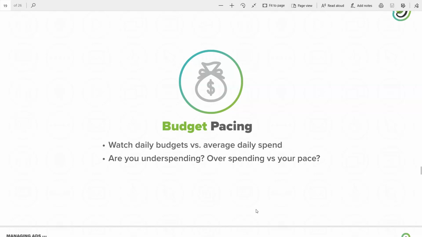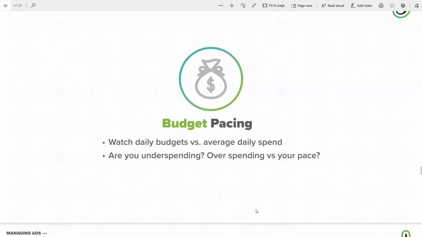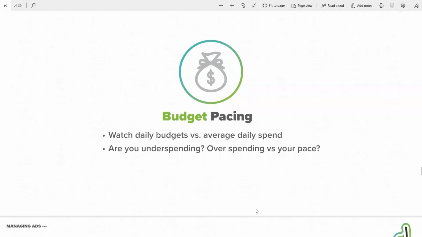So you need to watch these things on a daily, weekly, bi-weekly basis to understand if you're spending your budget how it should be spent, or if you need to maybe rein in some of the daily budgets or give them more daily budget to make sure that you're actually spending what you had allotted for the month. Budget pacing can be a kind of a tricky thing, but there's some methods out there that make it a lot easier. I won't have time to get into them in this presentation, but again, you can always reach out. We can talk through some of that.